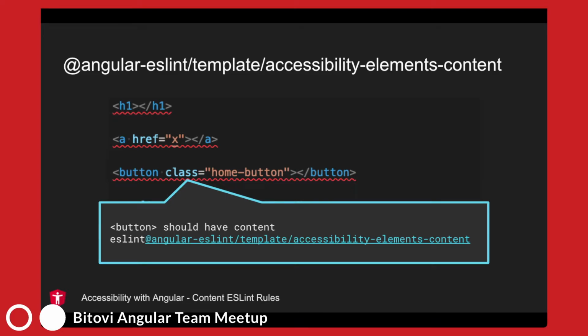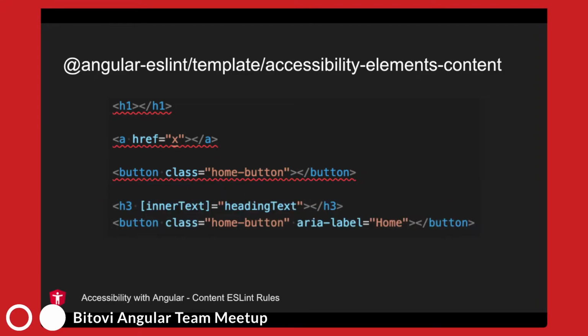You could satisfy this by adding text or HTML inside the element, binding to inner text, inner HTML, or outer HTML, or using title or the ARIA label attributes. So you can see here at the bottom, we've got an H3 that doesn't have any text content within it directly, but we're binding to inner text, and we have copied the button from above and made it pass the rule by adding an ARIA label attribute.